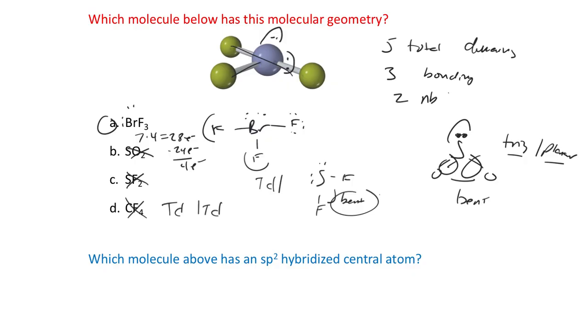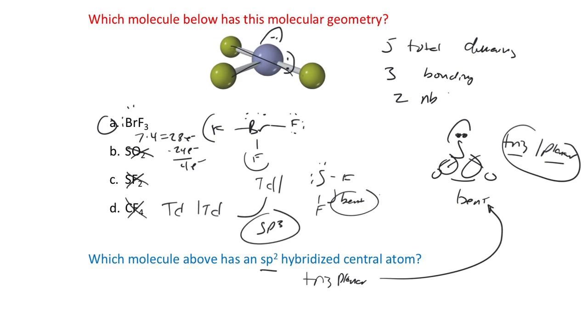And then which molecule above has an sp2 hybridized central atom will be the trigonal planar. So this has to be trigonal planar. So that would be this guy here. The SO2 would be trigonal planar. SF2, CF4 are both tetrahedral, so these would be both sp3 hybrids within hybrid orbital theory for the central atoms.